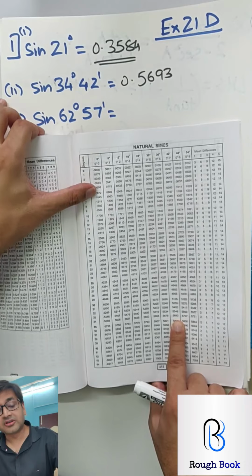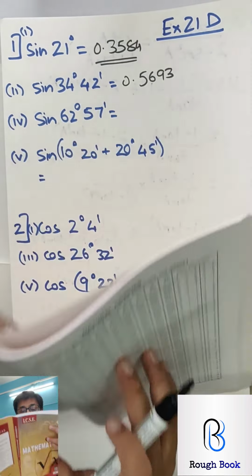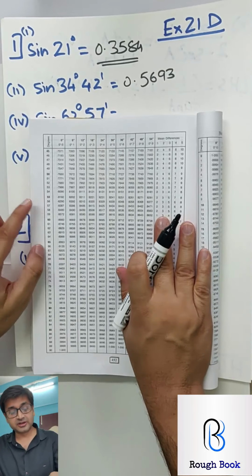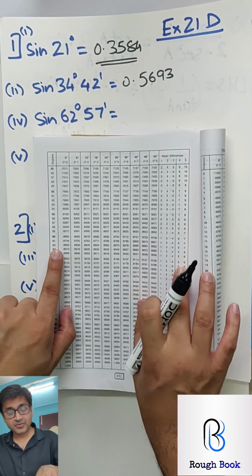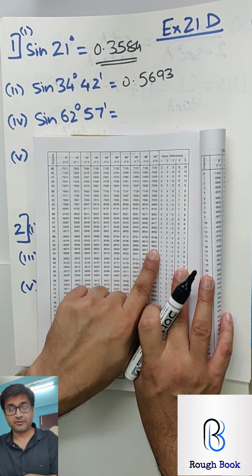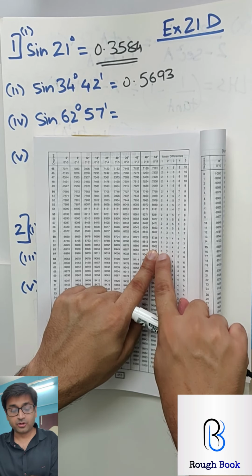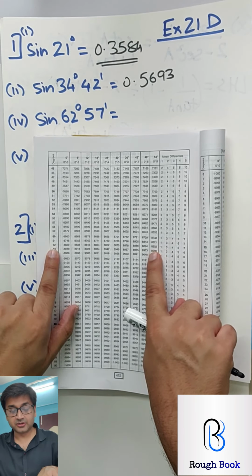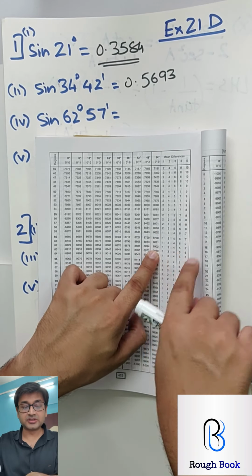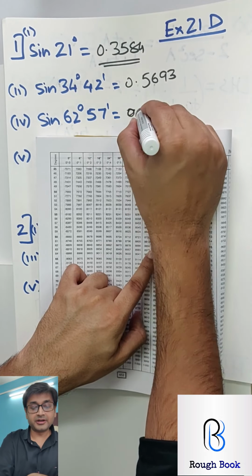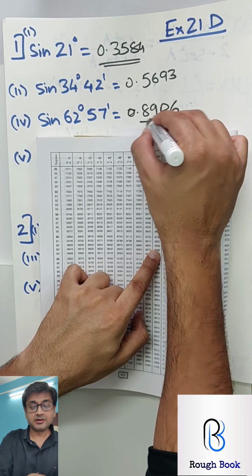They tell you to find out 62 degrees 57 minutes. So go for 62 degrees first. So there we go, 62 degrees. And then they want 57 minutes. So for 57, the closest is 54, difference is 3. So go for mean difference 3, which is 4, and add 4 to this. So let me just confirm, 62 degrees, 54 plus 4. So 8906. So 0.8906.